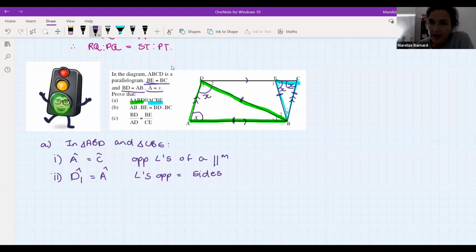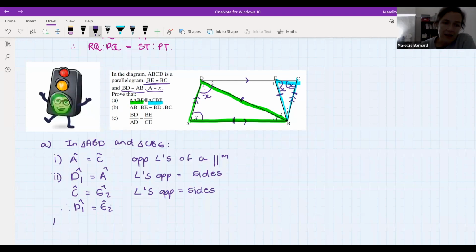So then we're going to say that angle C is equal to angle E2, also because of angles opposite equal sides. And therefore, angle D1 is equal to angle E2. So they're both equal to x. You don't need a reason there. It just follows logically. That one is x and this one is x.